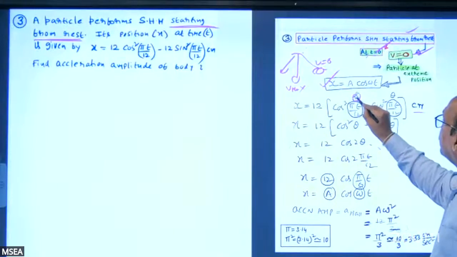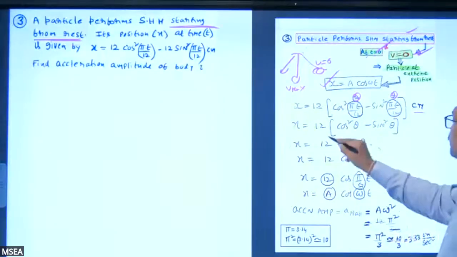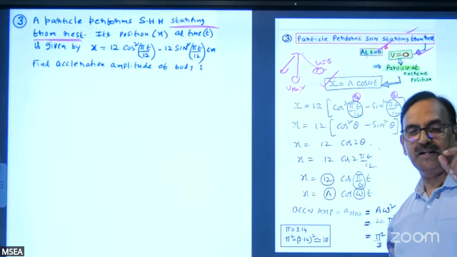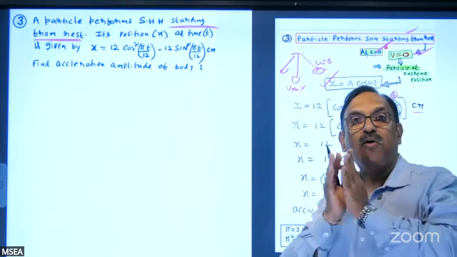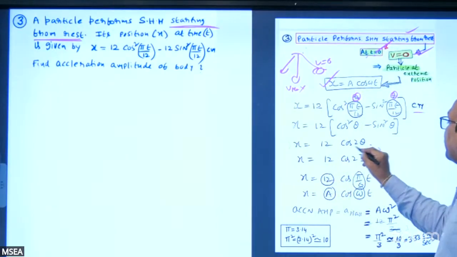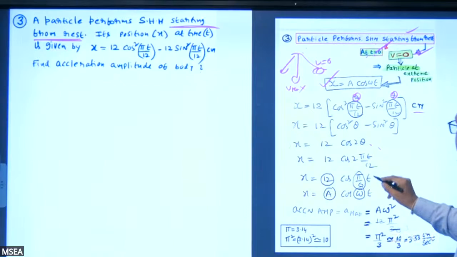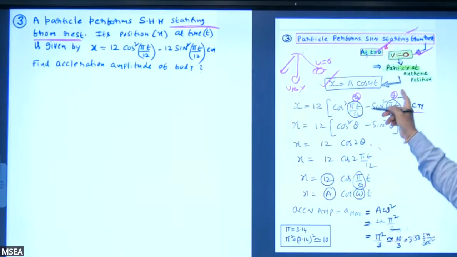This πt by 12, we call it as θ. This is also θ. So this is of the shape x is equal to 12 into cos square θ minus sin square θ. What is cos square θ minus sin square θ? Simple trigonometry will tell you that it is cos 2θ. We need to be thorough with the two formulae: sin 2θ is 2 sin θ cos θ, and cos 2θ is equal to cos square θ minus sin square θ. So x is equal to 12 cos 2θ, and already we know θ is πt by 12. So 2 and 12 get cancelled, giving 6. X is equal to 12 cos πt by 6. You compare with the standard relation.